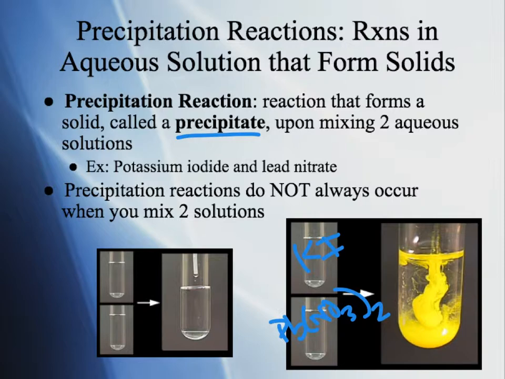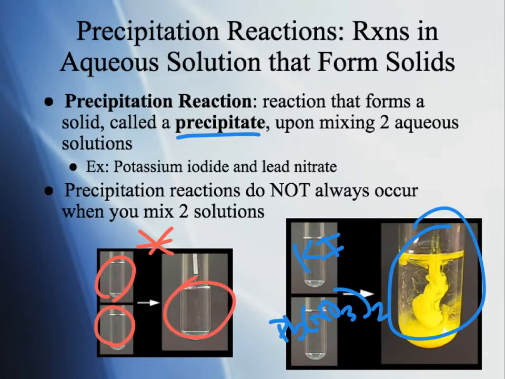Okay, and you can see both of those are clear, and when you mix them together, we get, bam, a precipitate. And so you can see that all of a sudden you get this dramatic yellow cloudy substance when you mix these two together. So this is what we call a precipitation reaction. Now, precipitation reactions do not always occur when you mix two substances together, obviously. So here, on the left-hand side, we're going to hook these two clear aqueous solutions together, and we still don't have anything in the middle.